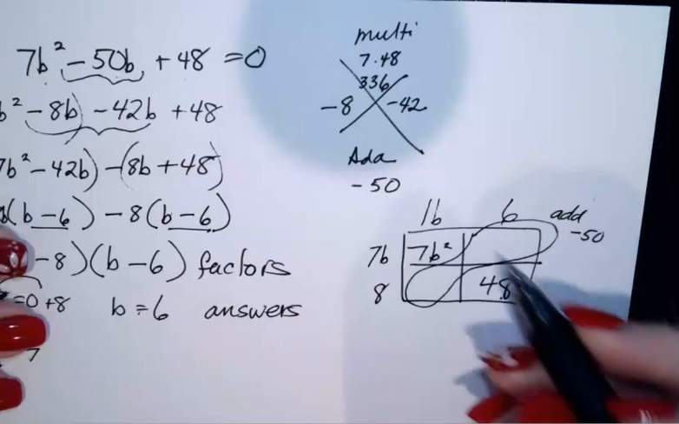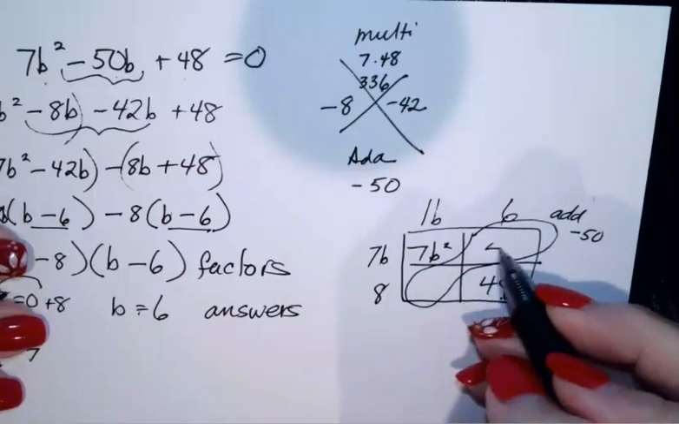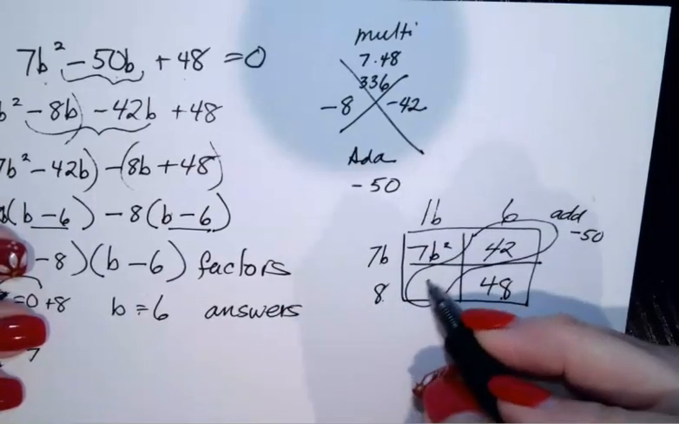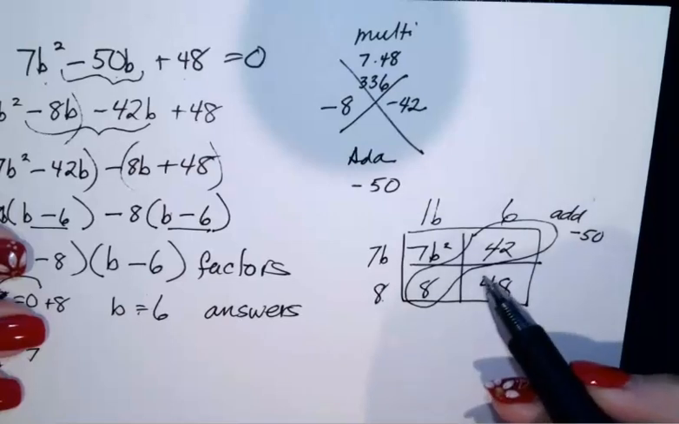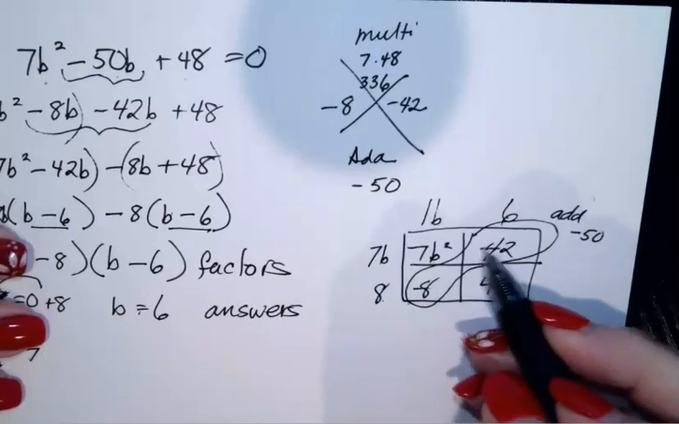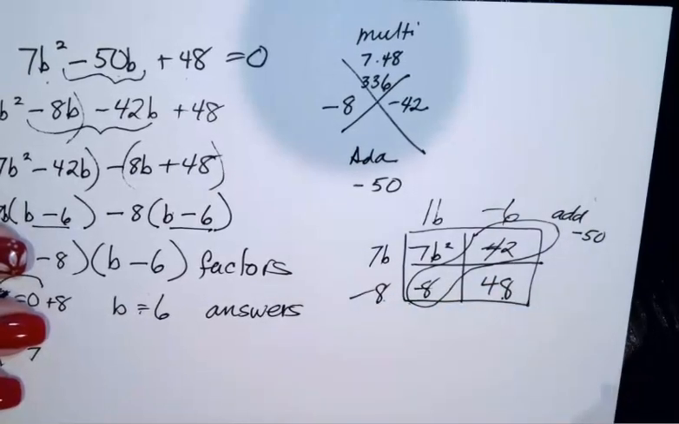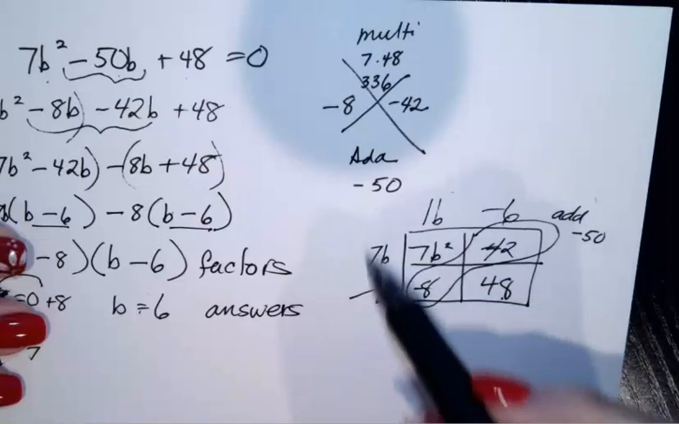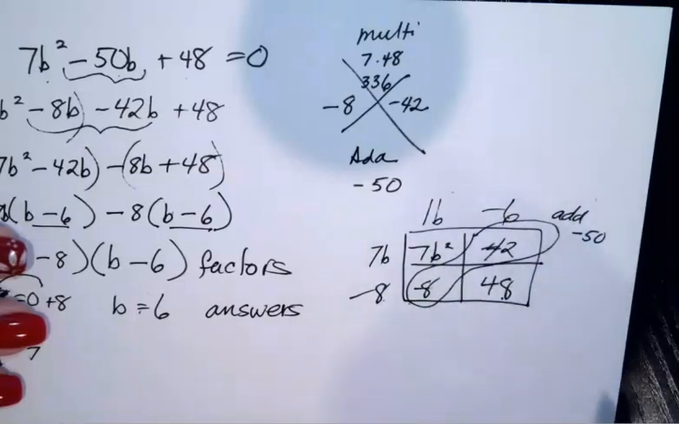And you could try this out. 6 times 7, that's 42. 1 times 8 is 8. 42 plus 8 is 50. That's pretty good. If you make them all negative, it now works. So sometimes just playing with the numbers might be easier.